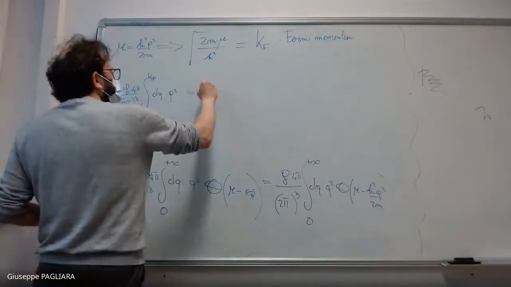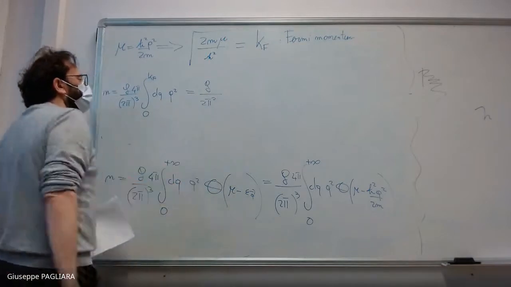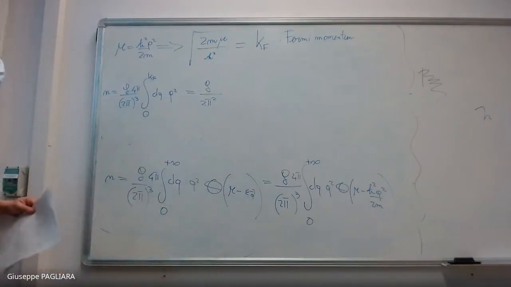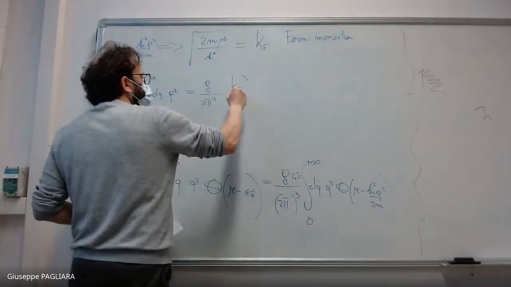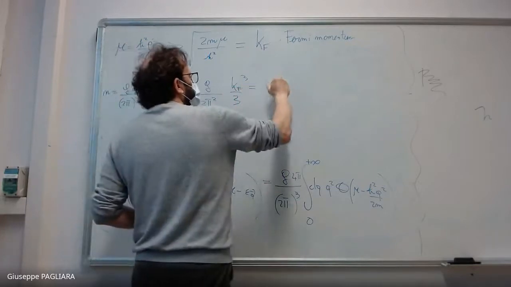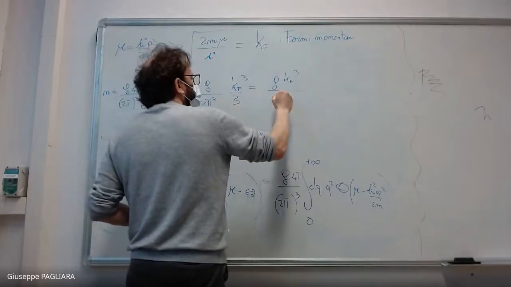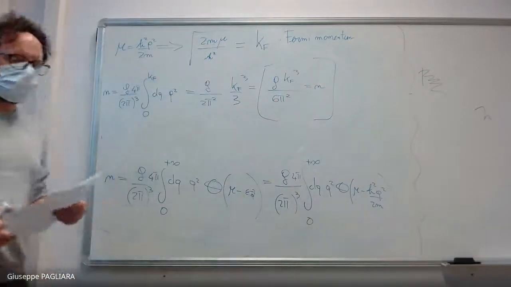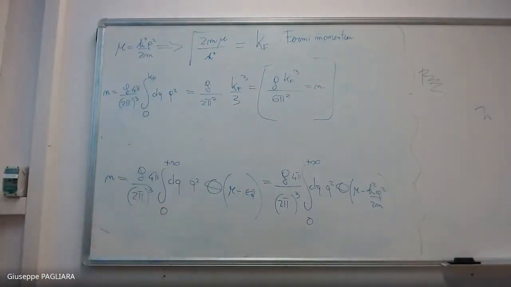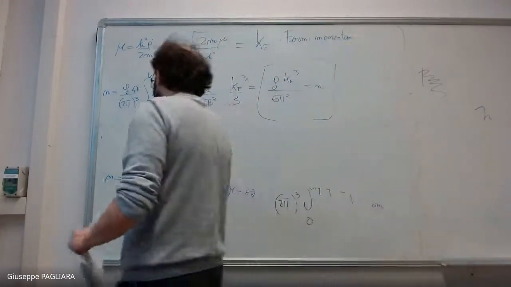So this is g, and here I have 2 pi squared, and Fermi momentum cubed divided by 3, kf cubed divided by 3, which is g kf cubed divided by 6 pi squared. And this is the density. So the density is provided already in terms of the Fermi momentum, and the Fermi momentum is basically provided by the chemical potential.